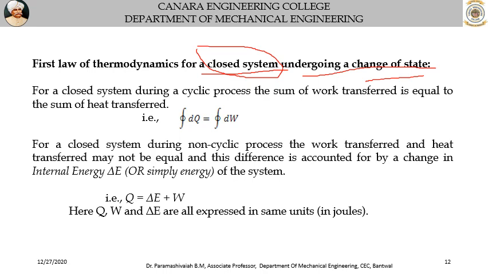If we consider a closed system, in systems there are two types: one is the open system, the other is the closed system. An open system is a system in which energy transfer takes place, and mass transfer also takes place into and out of the system. Mass flows in and out, and energy also flows in and out. If you consider a pump, for example, what happens when you switch on the pump?